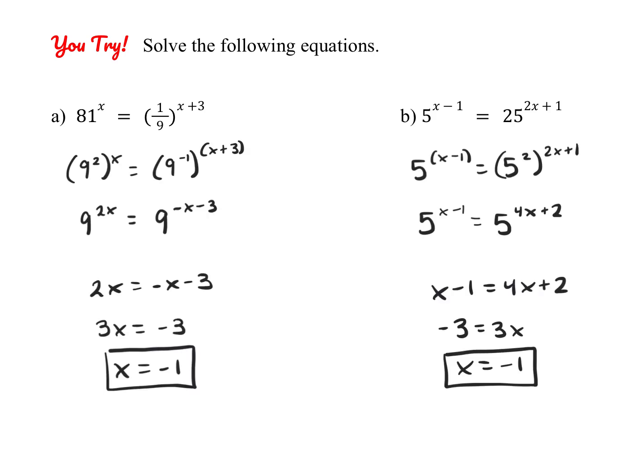Go ahead and check your work here. For the first one, you can rewrite 81 as 9 squared and 1/9 as 9 to the negative 1. Please don't forget to distribute this exponent to the x and the positive 3. And for part B, if you rewrite 25 as 5 squared, remembering to distribute, so it becomes 4x plus 2, then the bases match.